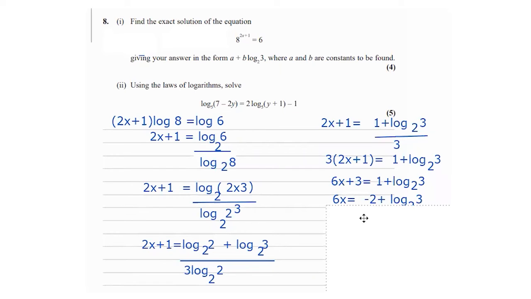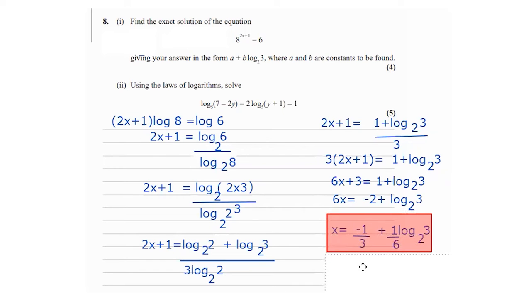And then I divide both sides by 6 after I have moved the 3 to the right-hand side. So moving the 3 to the right-hand side gives you minus 3 plus 1, which is minus 2. Dividing everything by 6 gives you x is equal to minus 2 over 3, which is the same as minus 1 over 3, plus 1/6 of log of 3. Now we have been asked to write the answer in a certain format. So here we have a is equal to minus 1 over 3 and b is equal to 1 over 6.